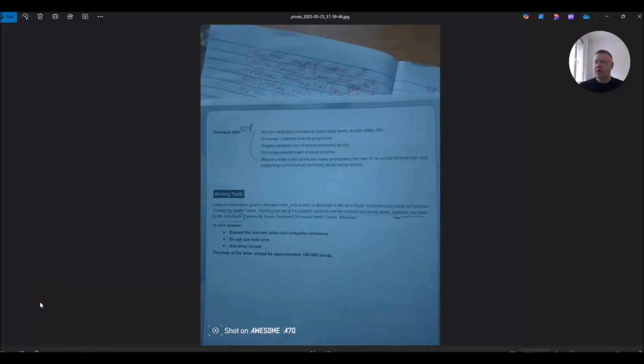Okay, let's take a look. We've got another letter today, another nursing letter. So it's a discharge. So, as always, we go to the notes first. So what do we have to do? So we need audience and purpose. So we're writing to a community nurse. It's a discharge. So you're informing her about the patient's condition and the medical and social needs.